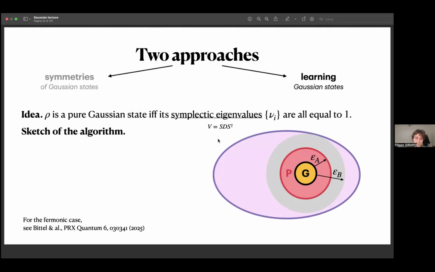So just keep in mind that it's always possible to write the covariance matrix of a continuous variable system in a form which is given by a symplectic matrix, a diagonal matrix, and then the symplectic matrix again with a transpose. The elements of the diagonal are called symplectic eigenvalues. And if and only if they are all equal to 1, then you have a pure Gaussian state. So what could be an algorithm, according to you, to test whether a state is a pure Gaussian state or not? Do you have any idea, any suggestion?